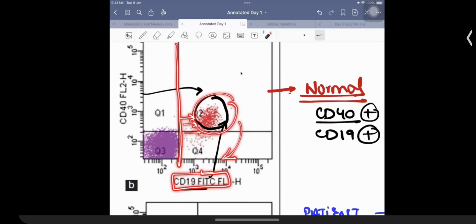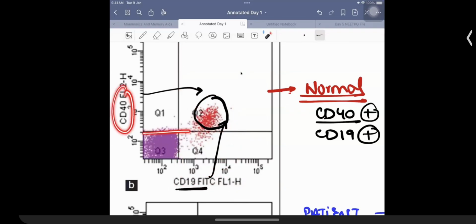To see for the x-axis parameter, look at the location of the cells. They have to be on the right of this vertical line. To see for the y-axis parameter, this is the baseline. The cells should be above it. That's why they are positive.